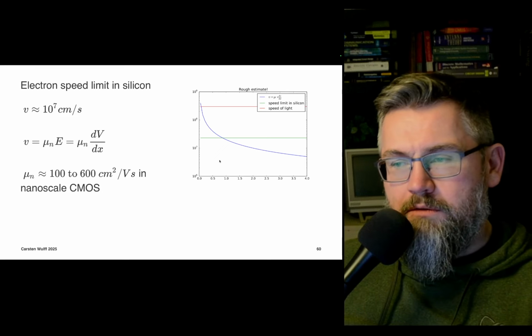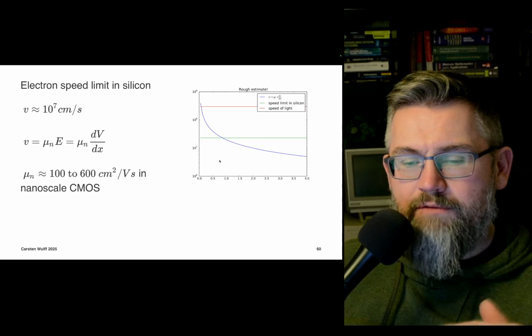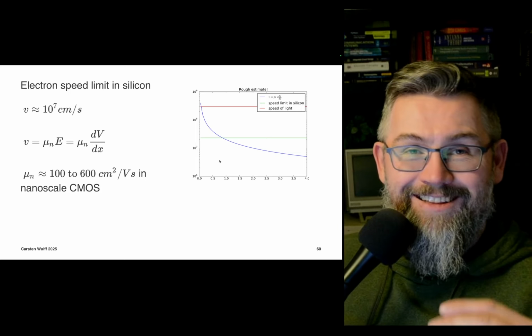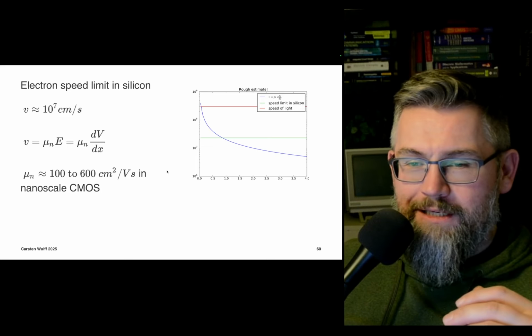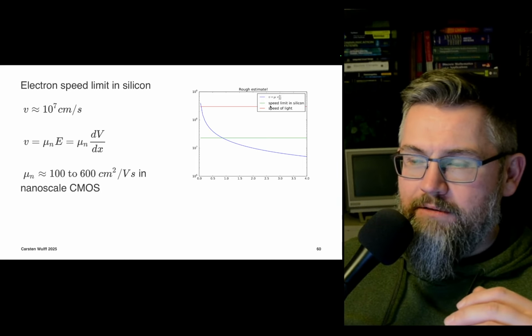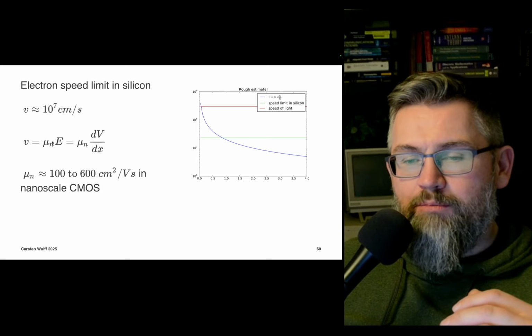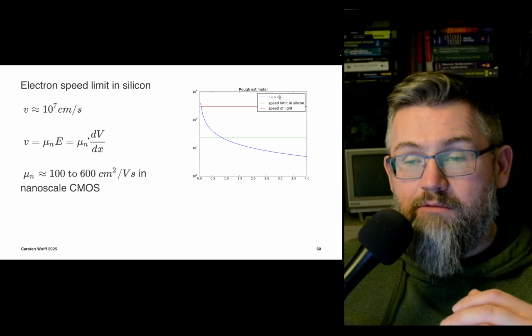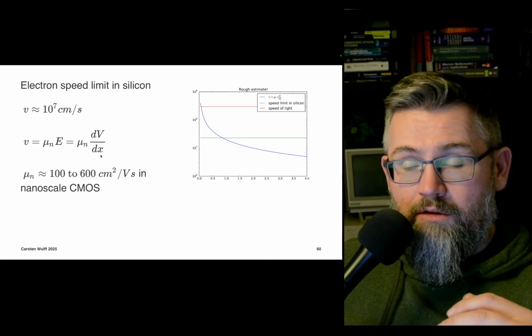Average speed limit. And that means that they cannot move as fast as we want them to in this sheet of electrons underneath the oxide. There is a speed limit. Now, that speed limit is about 10 to the 7 centimeters per second. Normally, the speed would be given by the mobility times electric field, which is the same as the mobility times the derivative of the voltage divided by the distance.